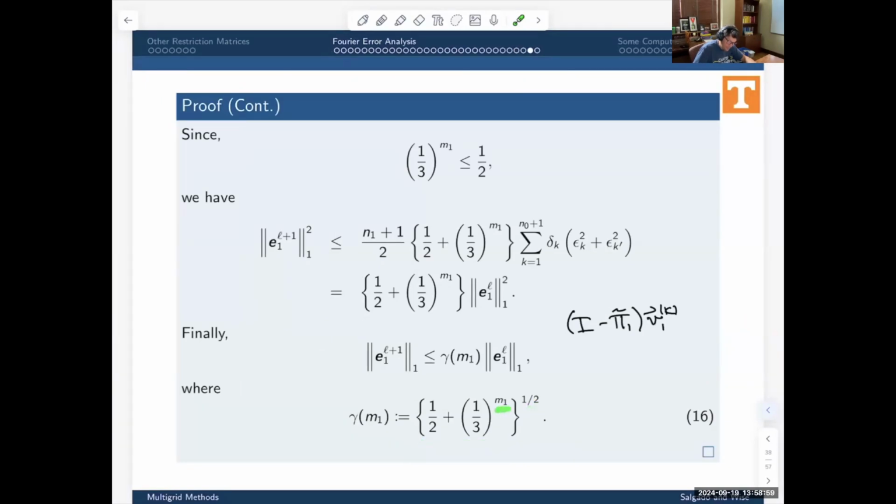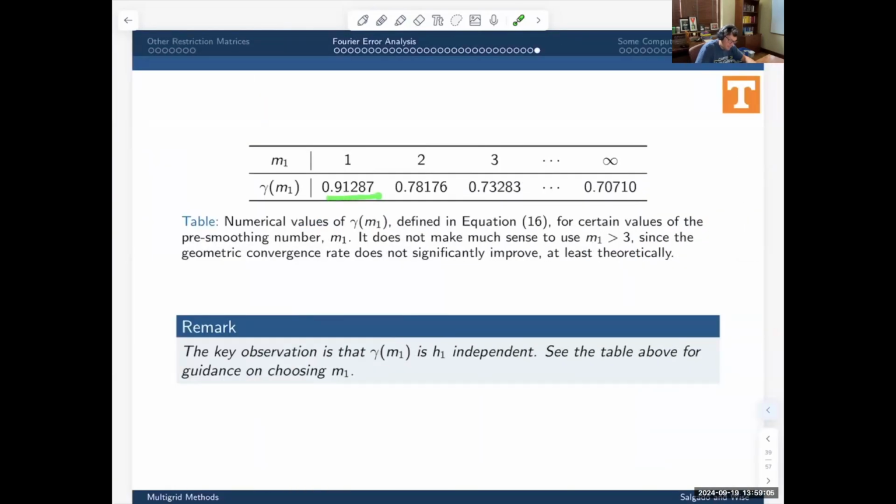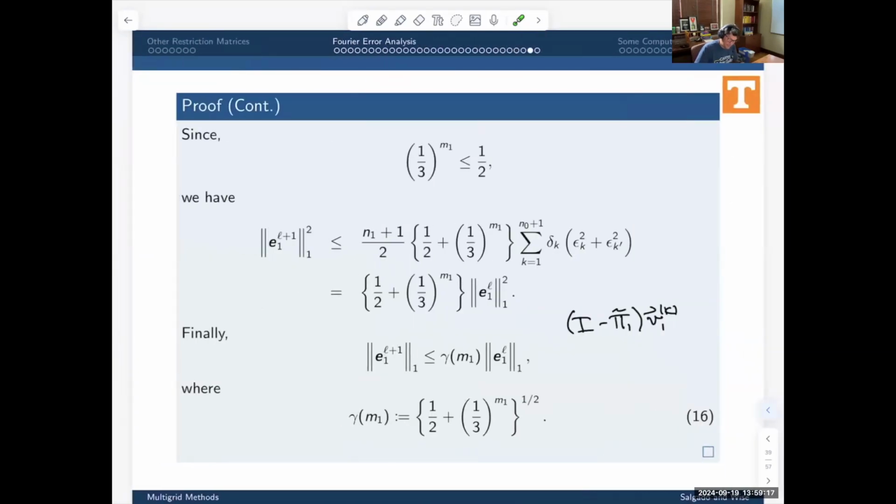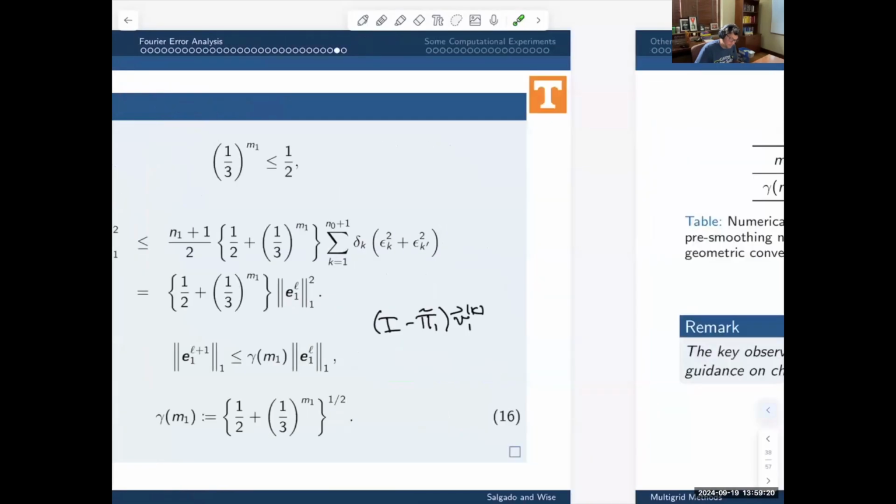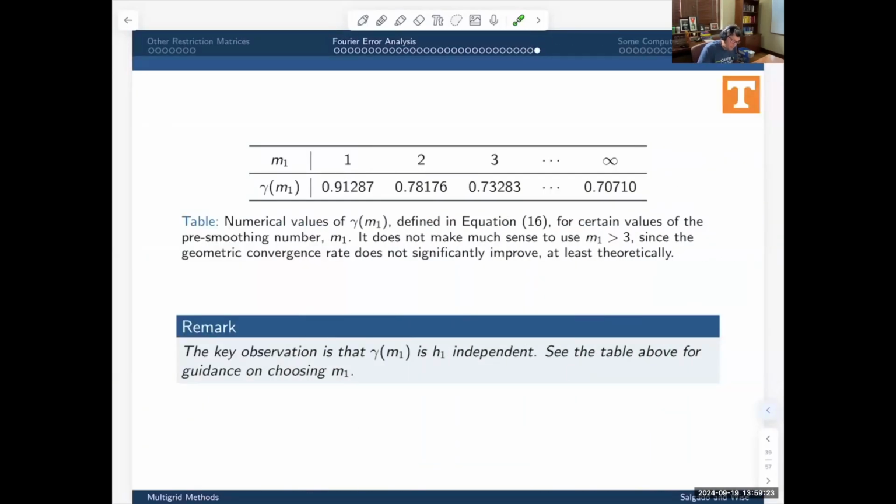If I start off with M1 equals 1, then it's going to be 1/2 plus 1/3, square root, and that value is just going to be 0.91287. That's okay. That's a number which is independent of H1 and N1 and is less than 1. So that's going to lead to convergence. That gives us a contraction of the error. But we can do better. If we take M1 equal to 2, then we get a better contraction factor of 0.78176, and keep going. If we take 3, then we get 0.73283.